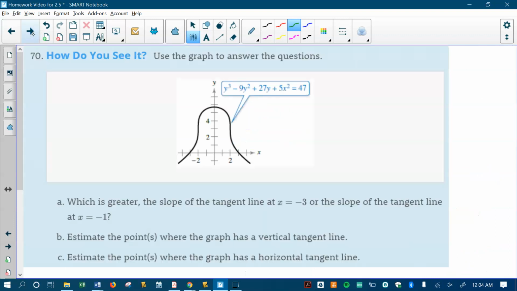Last one. 70. Which is greater? The slope of the tangent line at x equals negative 3, or the slope of the tangent line at x equals negative 1? Hard to tell. Okay, at negative 3, I have something that looks like this. At negative 1, there's something that looks like this. I don't think they want you to actually take the derivative, because that would be kind of annoying.